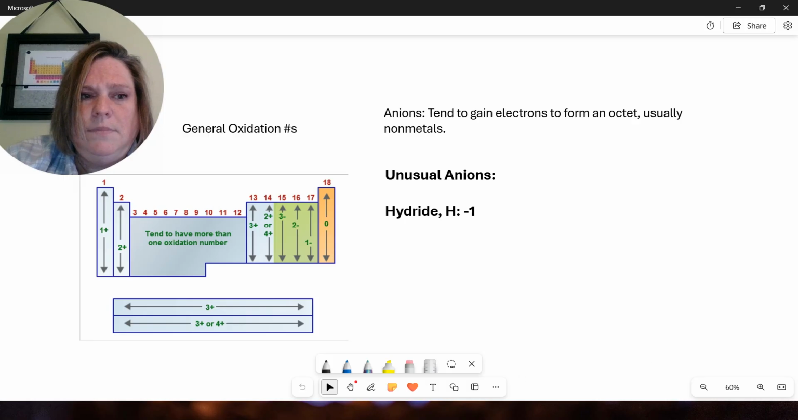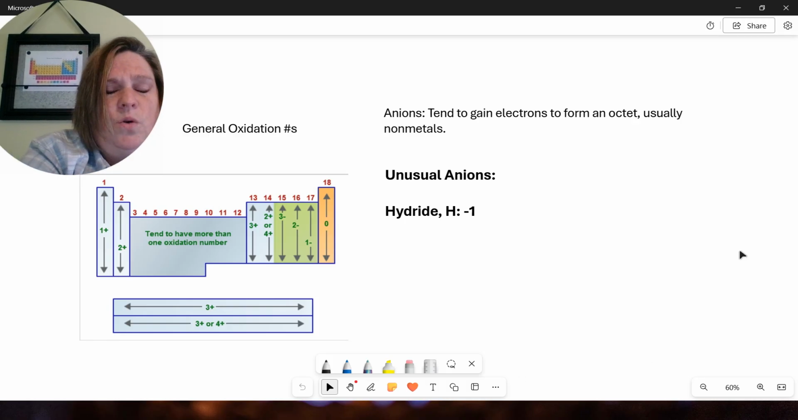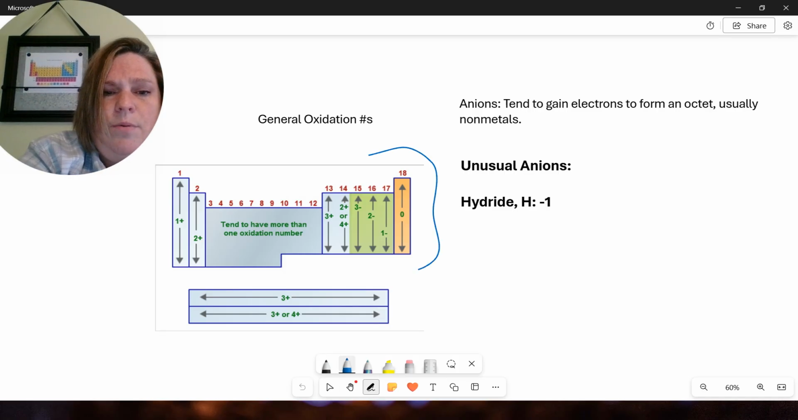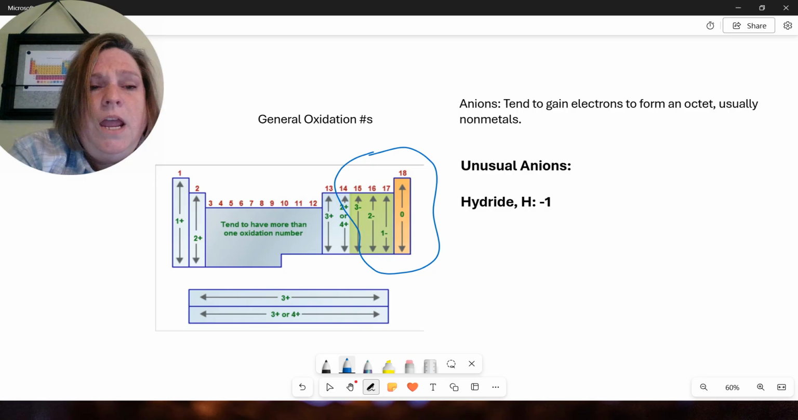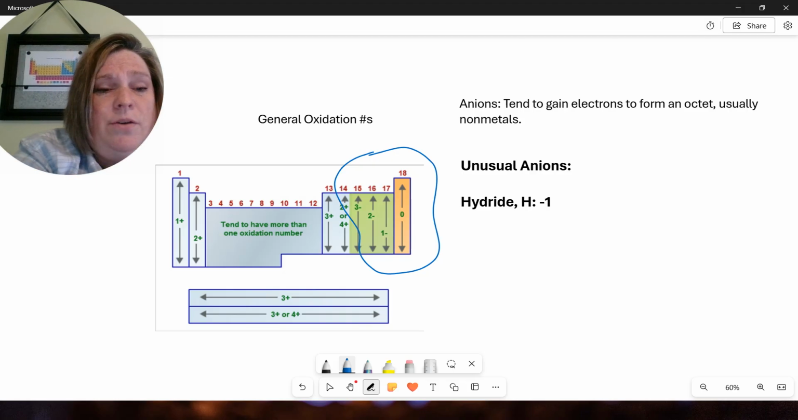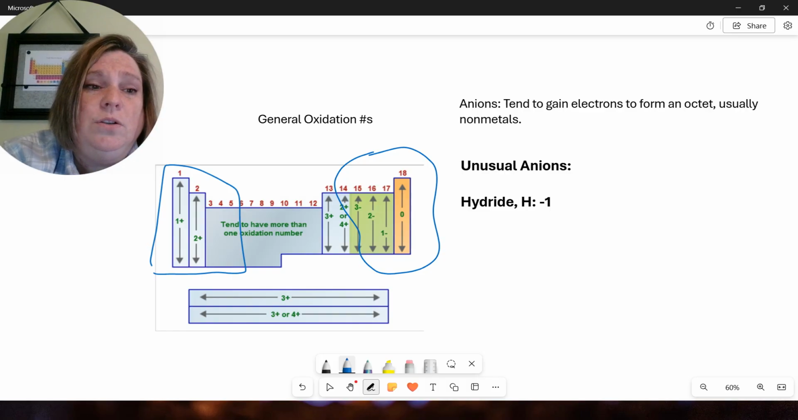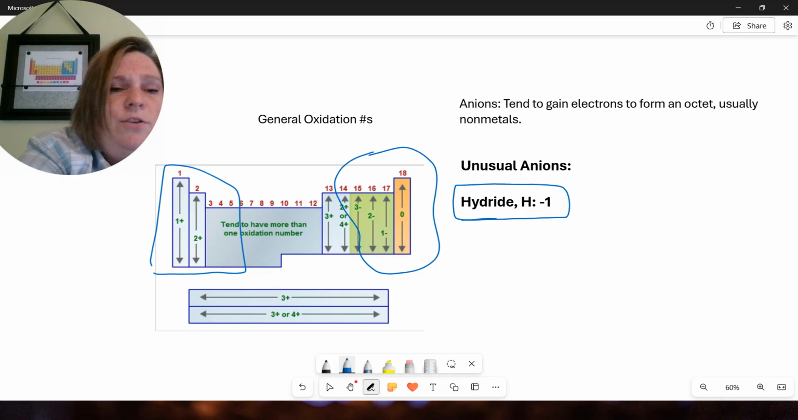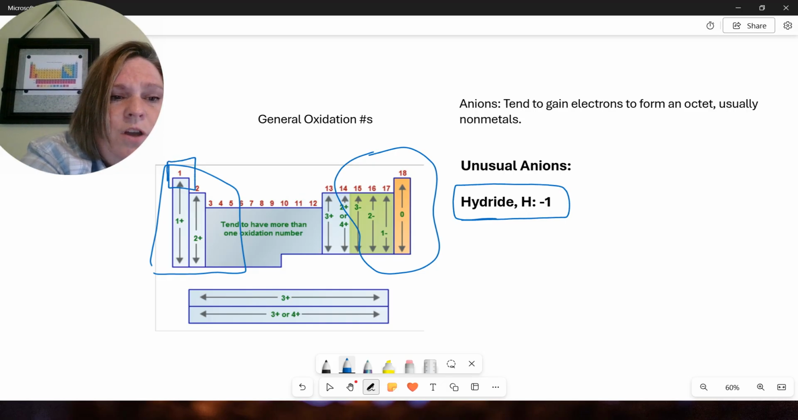Going on to the next one, the anions. The anions tend to be your nonmetals, which are found on the right side of the periodic table over in here. Okay, and they become a negative charge because they are gaining electrons to get an octet, whereas the metals, which we talked about just prior to this slide, form a positive charge because they're losing electrons to form an octet.